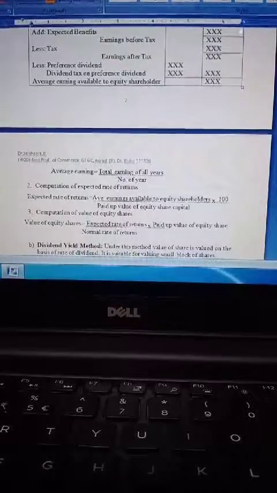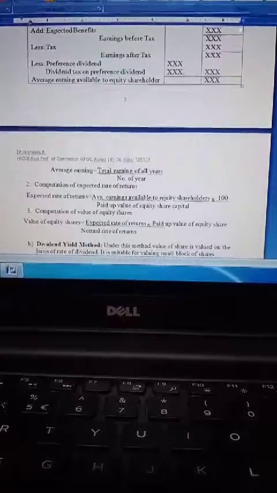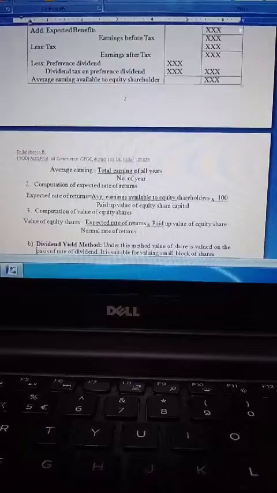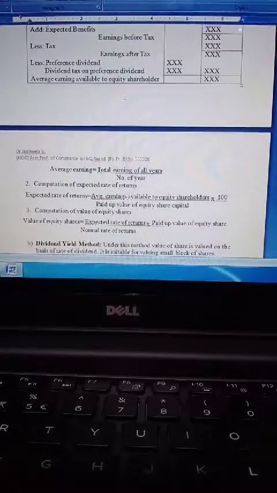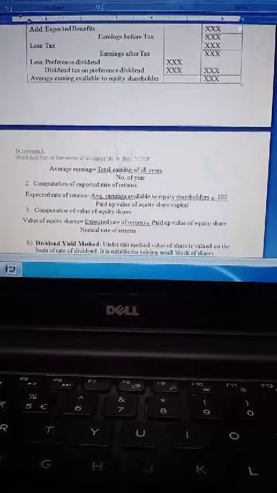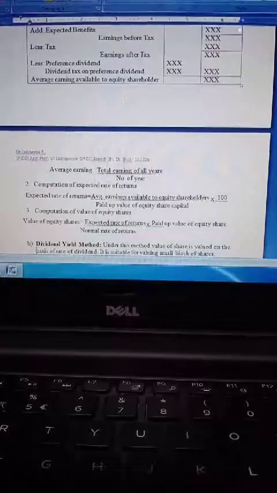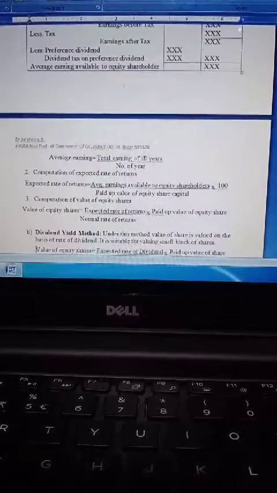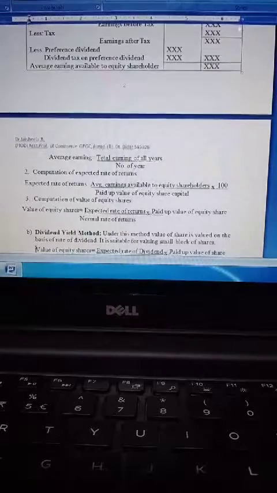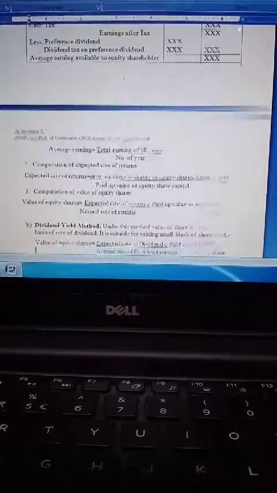So here from the earning we deduct the preference dividend, and another one is the dividend tax on the preference dividend. These two should be deducted from the earning after tax. The balancing figure is called the average earning available to equity shareholders.